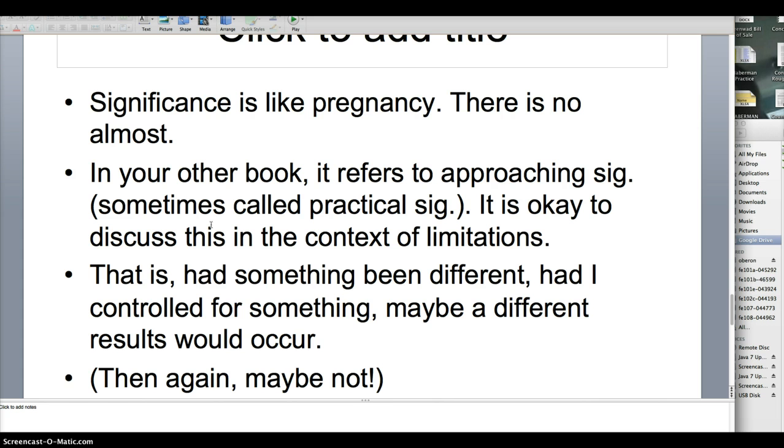There is something that your book refers to called approaching significance or practical significance. It's okay to discuss that in the context of limitation, the limitation being that we think that the results of a study have practical significance. The only thing that needs to happen from that point forward is that the experiment needs to be conducted again, because we don't know for sure that the results that we're seeing are really because of the experiment that we conducted. It's got to be at the significance level.